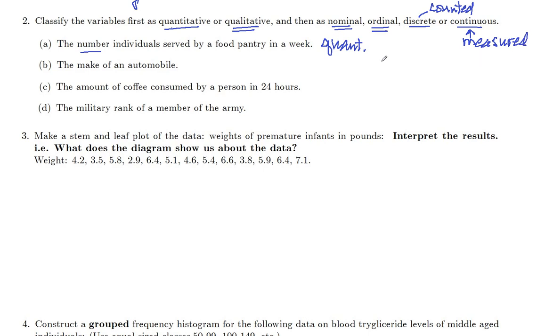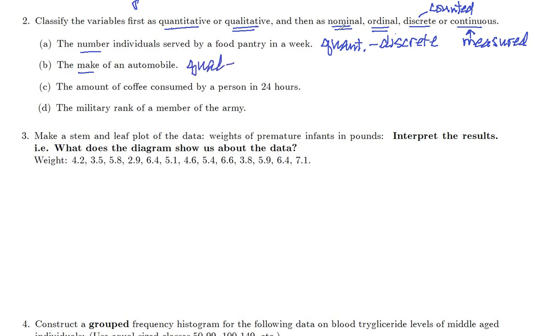So number of individuals would be like 1, 2, 3, 4, etc. That's counted. So this is going to be discrete. It's not going to be measured like a liquid, between 2 and 3 gallons. The make of an automobile. So a make is a category. It's not a number. So that's going to be qualitative.